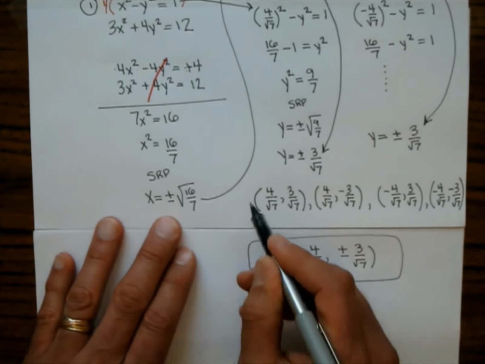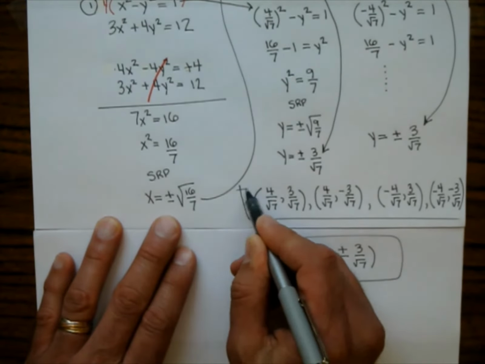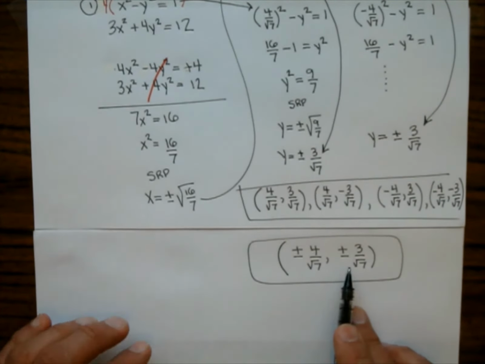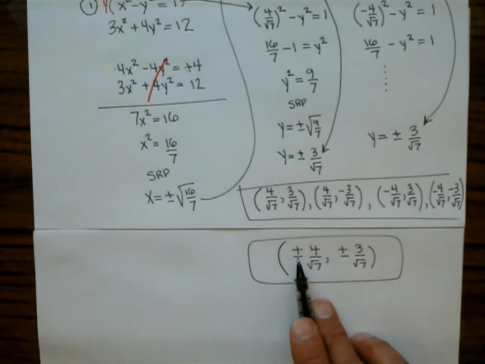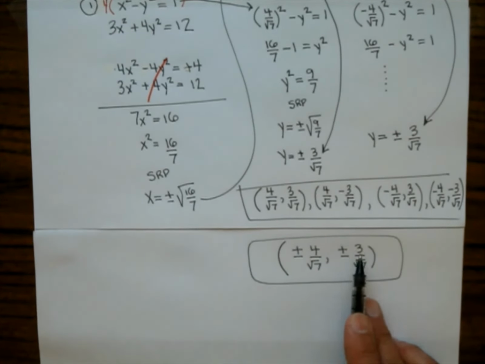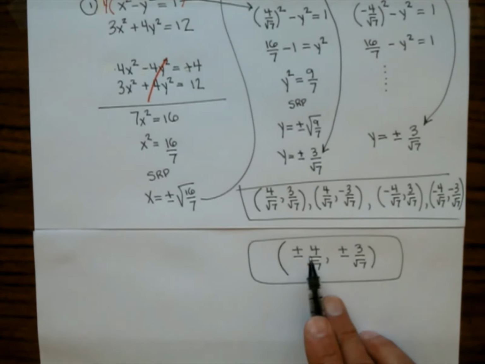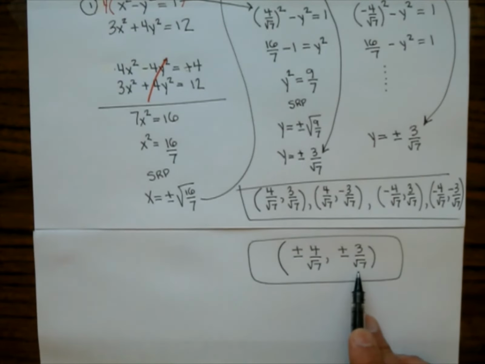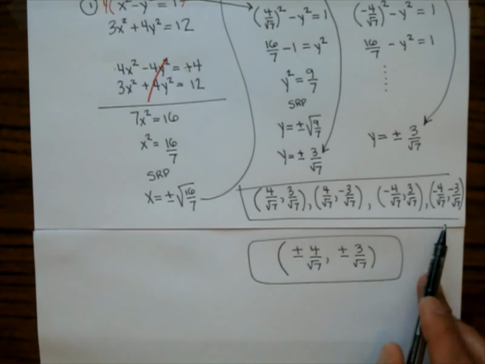You can write your answer like this up here. You can write it like that. And this just means 4 points. It's the plus 4 over root 7, plus 3 over root 7. That's the first one. And then plus 4 over root 7, minus 3 over root 7. And it describes all 4 of them. Now you can't always do that, but in this case we can.